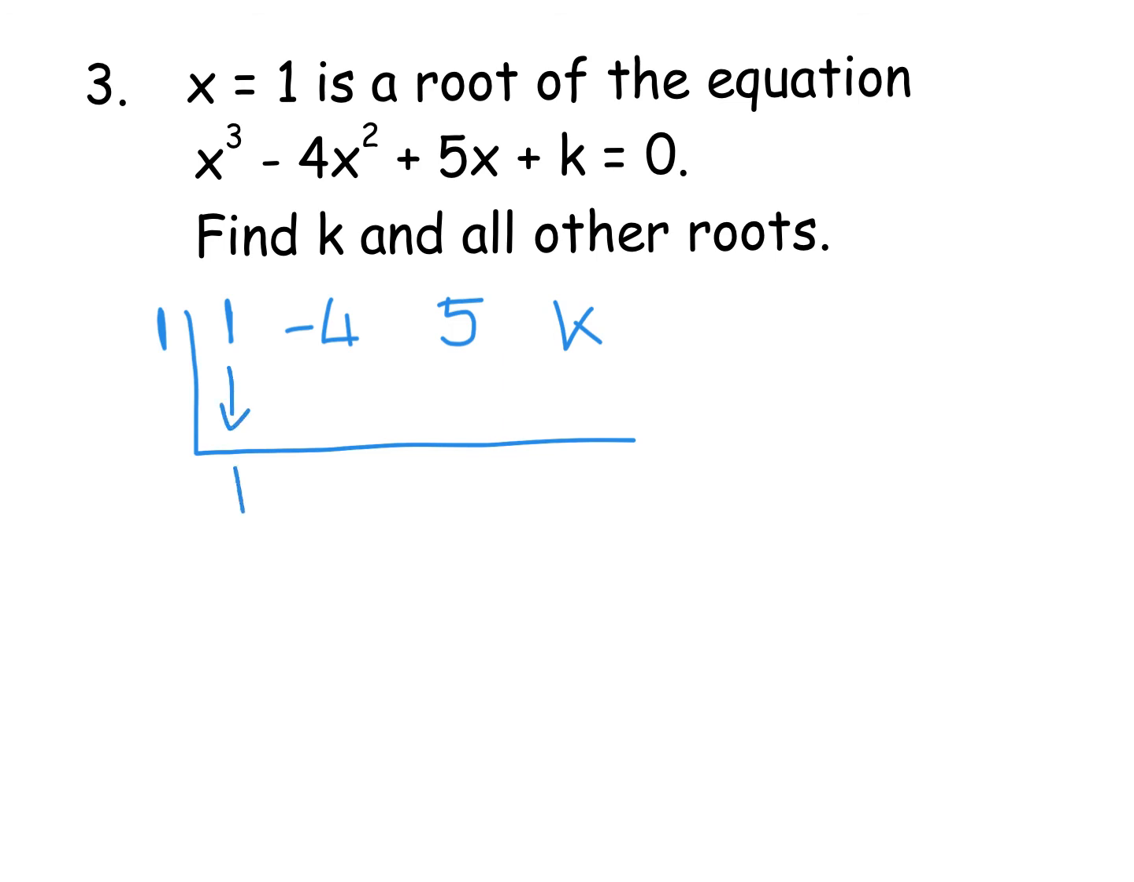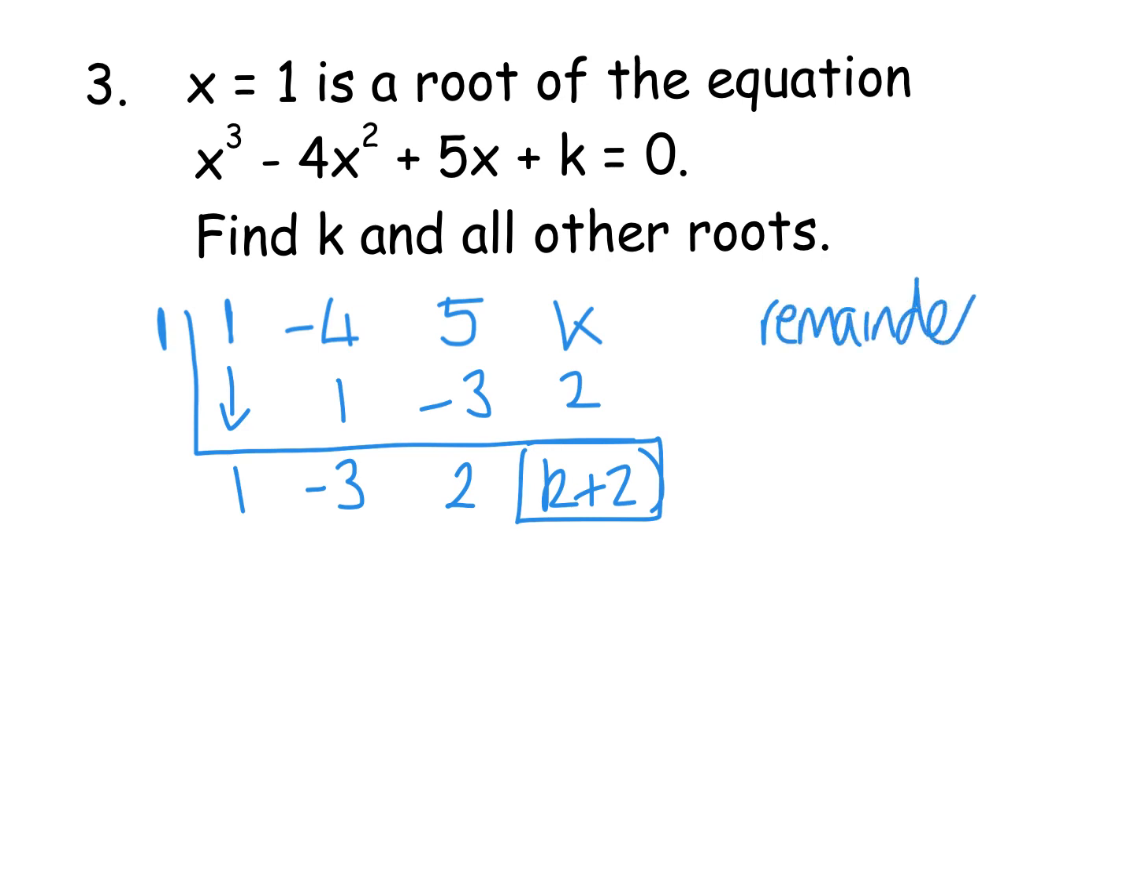So bring down the number 1. 1 times 1 is 1. 1 take away 4 is minus 3. 5 take away 3 is 2. So at the end I get k plus 2. Now because x equals 1 is a root, I know that my remainder equals 0. So I can put k plus 2 equal to 0, and lo and behold, k comes out as negative 2. So I've done the first bit of the question.